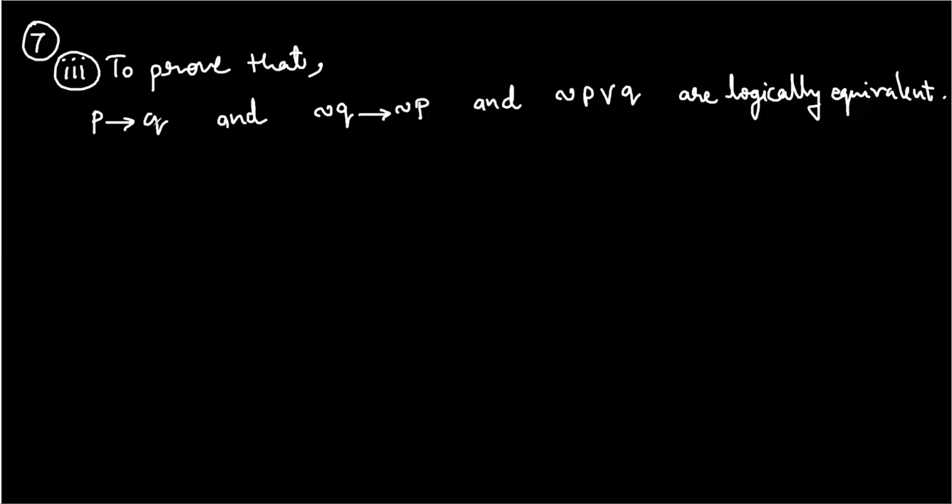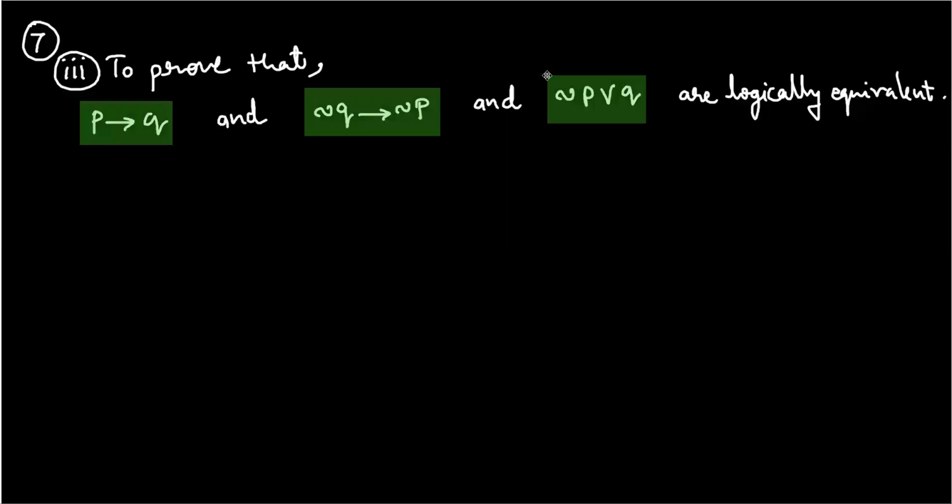Let's solve one more question. Now in this question, we have got 3 statement patterns and we have to prove that these 3 statement patterns are logically equivalent. You know the method. We will construct the truth table. In a single truth table, we will have the truth values of these 3 statement patterns, and we will see whether they have the identical truth values for the given truth value of their component statements.